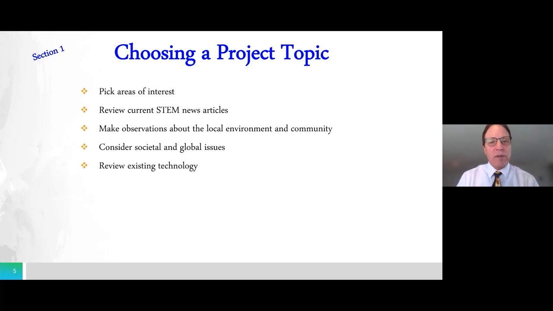Third one, make observations about the local environment and community. What's around you? Are there issues with traffic, for example, in Riyadh that maybe can be solved? Or are there issues with mangroves on the coast in Saudi Arabia? What are some issues that maybe you can solve in your local community? Also consider societal and global issues, climate change, right? You have the UN Sustainable Development Goals. So what's climate change and clean water and all these things that are happening now in the world because we're getting bigger and bigger and more things are happening now. So there's a lot of issues out there that we can try to solve.